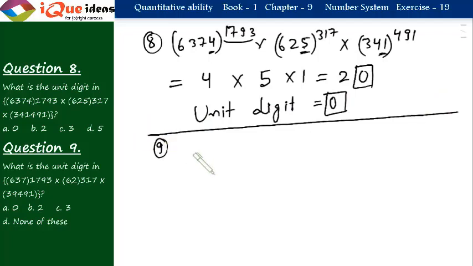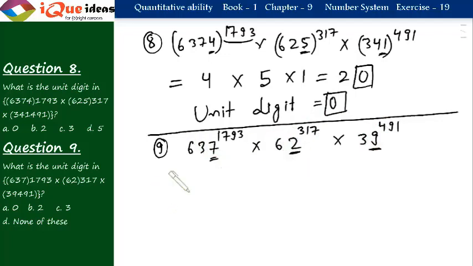Now let's take ninth question. So in the ninth question, it is 637 to the power 1793 into 62 to the power 317 into 39 to the power 491. Now here it is 7, here it is 2, and here it is 9. Right? For 7, there is a cyclicity of 4.